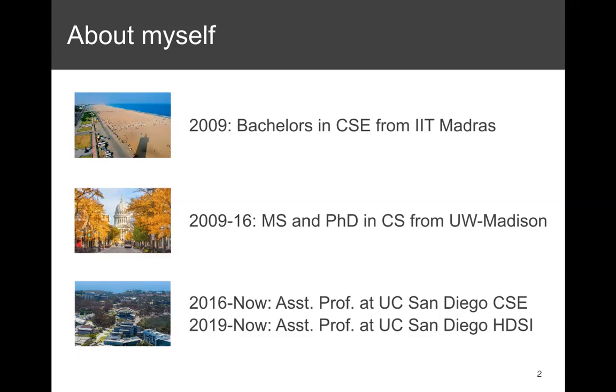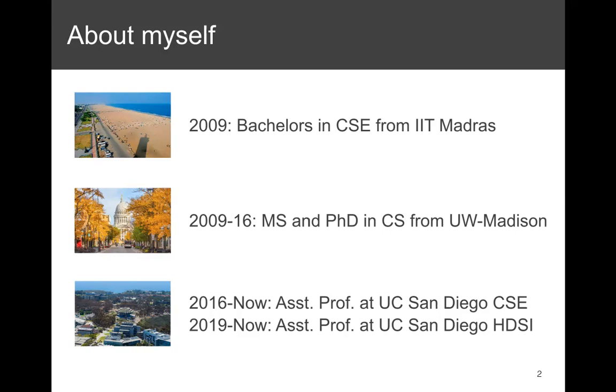And then I went to grad school in the University of Wisconsin-Madison in 2009 for my master's and PhD in computer science. And the picture there is the Capitol building. So Madison is the capital of the state of Wisconsin, and you get gorgeous fall colors in the upper Midwest. And so I enjoyed my time there for 7 years doing my master's and PhD. I graduated in summer of 2016 and joined UC San Diego. Of course, you see the UCSD picture over there. I joined the computer science department as an assistant professor. And then starting last year, I've also been part of the Halicioglu Data Science Institute, HDSI.